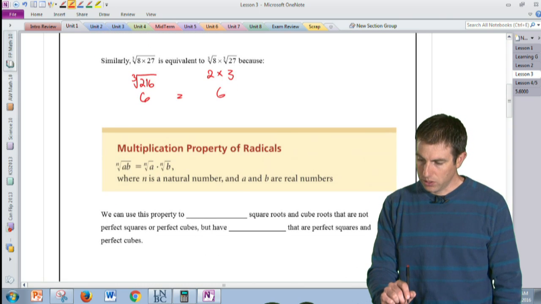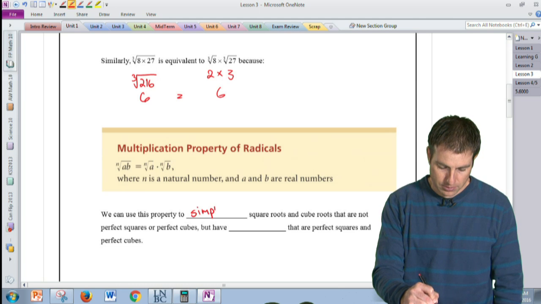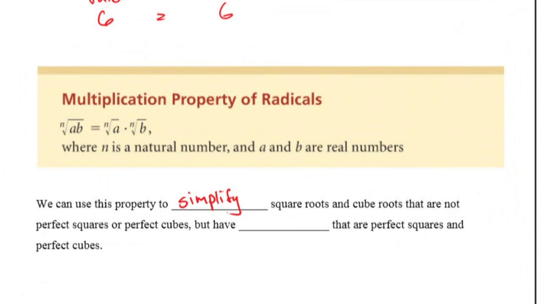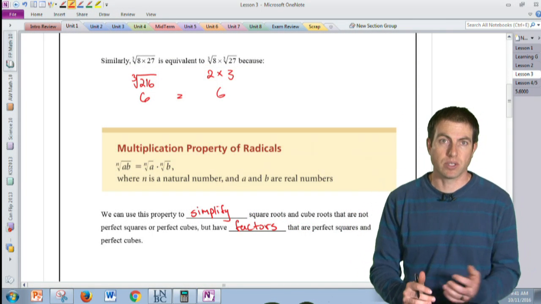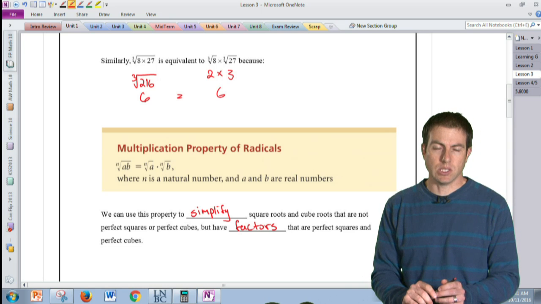So we can use this property to simplify square roots and cube roots that are not perfect squares or perfect cubes, but have factors that are perfect squares and perfect cubes. So what we're saying here is if we end up with a radical sign that doesn't have a perfect square under it, we can make it a little bit simpler, a little bit easier to deal with.